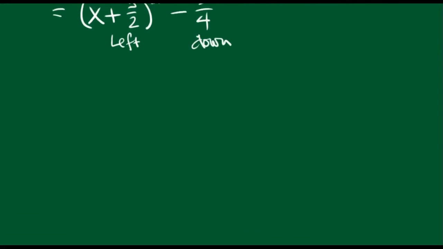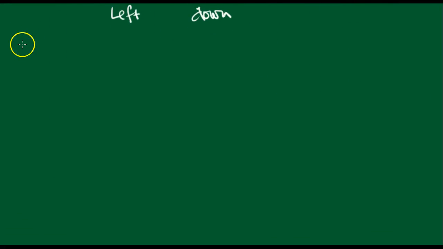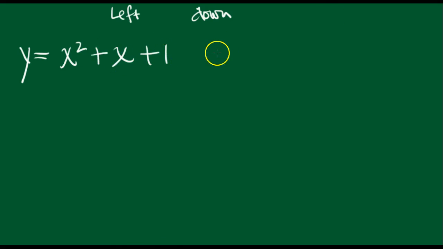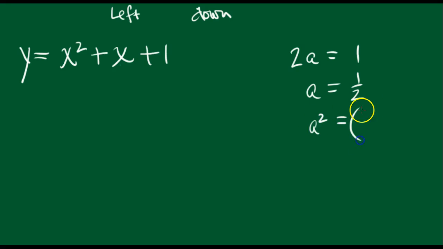One more of this type. Suppose we had y equals x squared plus x plus 1. Looks like we can factor it, but we cannot, because if this were a perfect square, it would say x squared plus 2x plus 1, not just 1x. So 2a is equal to 1. a is equal to 1/2. a squared is equal to 1/2 squared, which is 1 over 4.